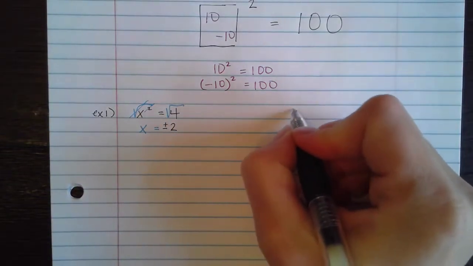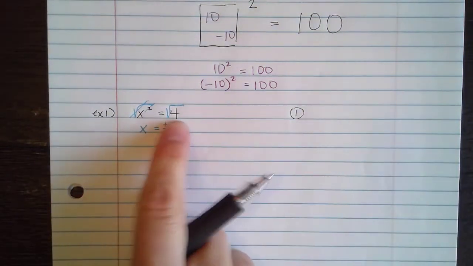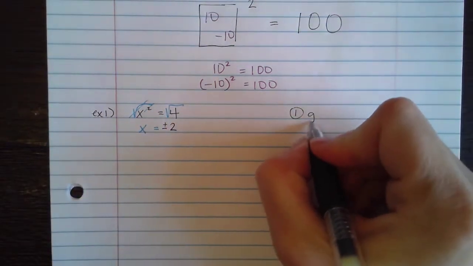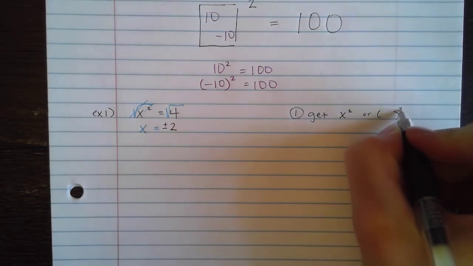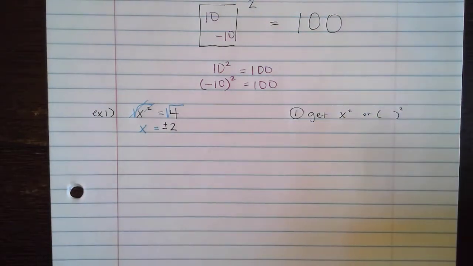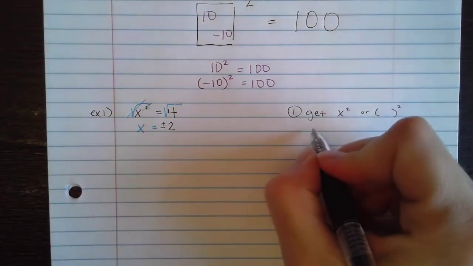So let's start off with some steps. When you see an equation that has an x squared, you need to get the x squared, or whatever is squared, and we'll get to that later this week, or I'm sorry, next week, by itself.